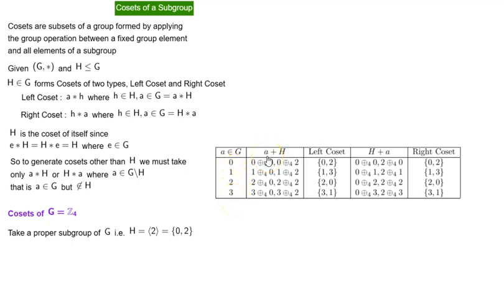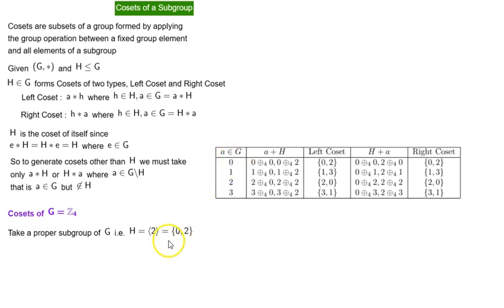Now, to generate the left cosets, we take an element from G, and in this group's case, the group operation is addition modulo 4. So we add a plus H. We do this for each element from the subgroup H to get the left coset. Similarly, we reverse the order to get the right coset. So let's take it one by one. So 0, 1, 2, 3 are the group elements. And the subgroup elements are 0, 2.